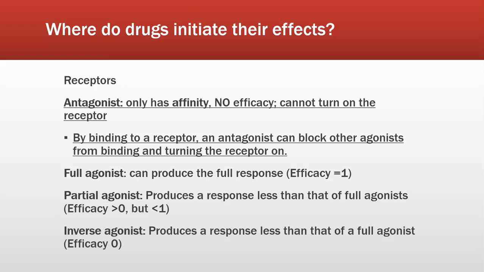A full agonist can produce the full response. A partial agonist produces less than half, and an inverse agonist produces a response less than that of a full agonist. It has an efficacy of 0.